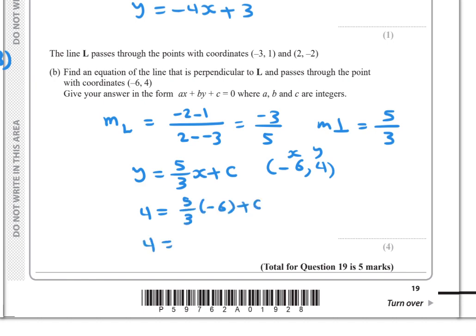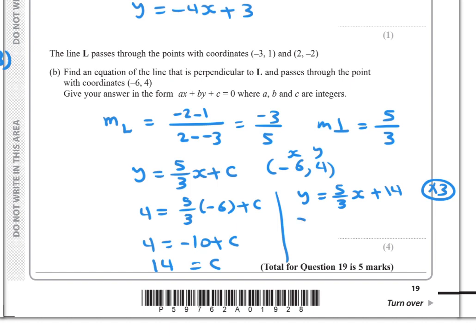So 4 equals negative 10 plus c. This means c is negative 10, go to the other side by positive, so 14. So c equals 14. So the equation of the line now, y equals 5 over 3 x plus 14. Multiply all by 3. So 3y equals 5x plus 42. Now put them on one side. So 5x minus 3y plus 42 equals 0.